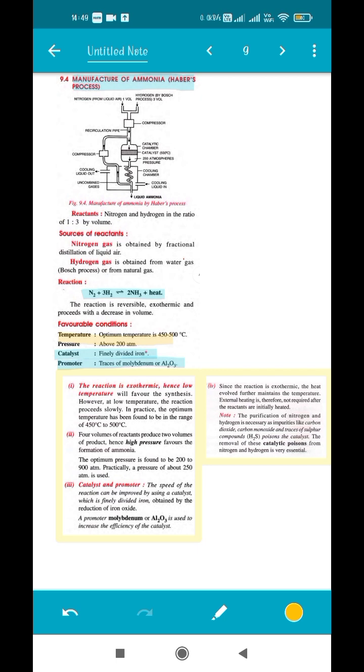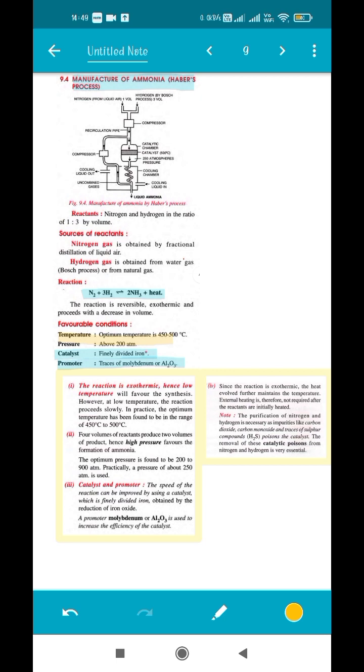So why do we use these things, or how do we use these things? Let's see. The reaction is exothermic, hence low temperature will favor the synthesis. However, at low temperature the reaction proceeds slowly. In practice, the optimum temperature has been found to be in the range of 450 to 500 degrees Celsius. So the reaction is exothermic in nature, heat will be produced. So even if you apply a small amount of heat initially, the process can continue, but it is favorable to use 450 to 500 degrees Celsius for this process to go nicely.